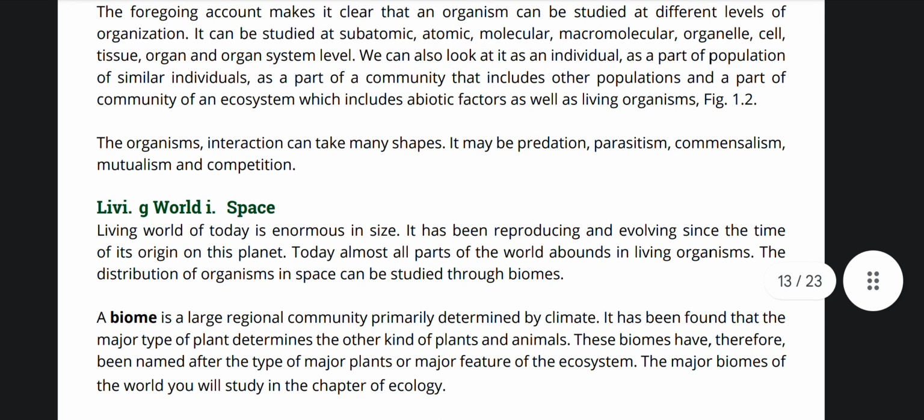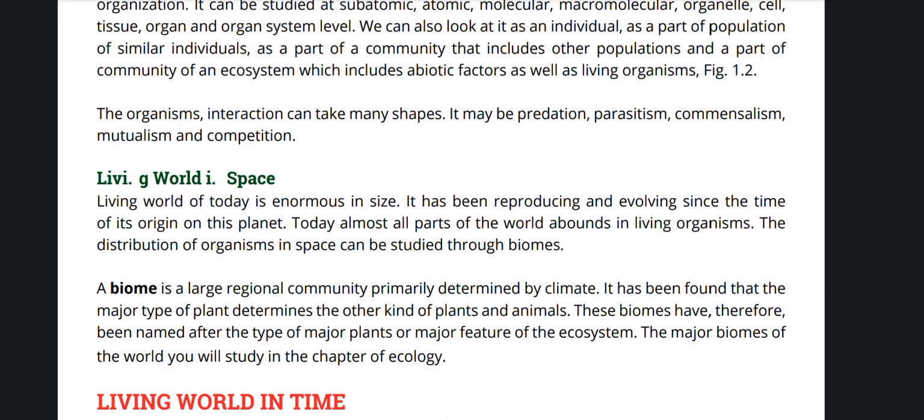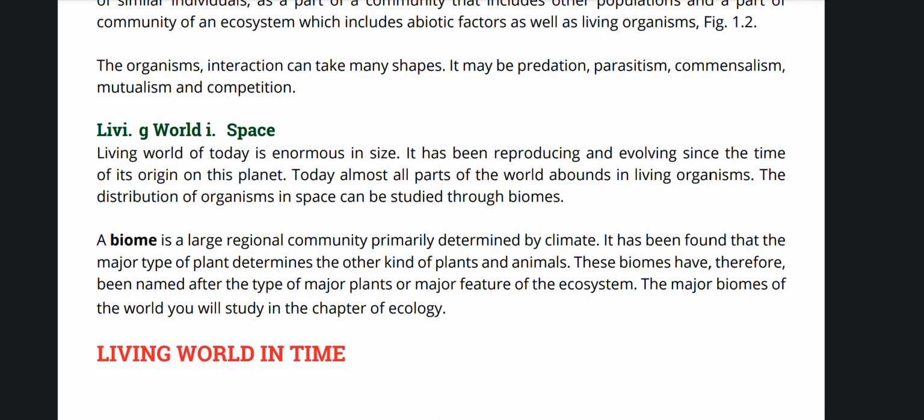The foregoing account makes it clear that an organism can be studied at different levels of organization: at the subatomic, atomic, molecular, macromolecular, organelle, cell, tissue, organ, and organ system level. We can also look at it as an individual, as a part of a population of similar individuals, as a part of a community that includes other populations, and as a part of an ecosystem, which includes abiotic factors as well as living organisms. The organism's interactions can take many shapes. It may be predation, parasitism, commensalism, mutualism, and competition.